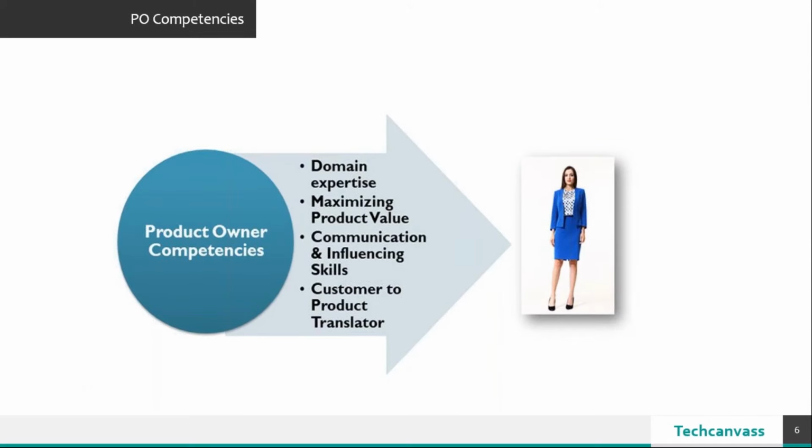Talking about some of the competencies that a product owner should have. So again, he or she needs to be a domain expert, because unless and until you understand the business or the domain clearly, you will not be able to decide upon what the roadmap is going to be, or you'll not be able to create the product vision as such. Again, as we were talking about maximizing the product value, so any feature that you add into the product roadmap.